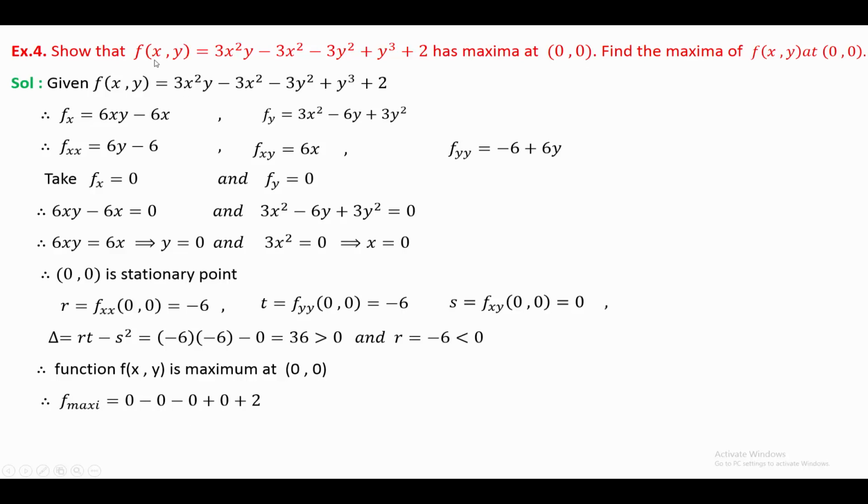And maximum value of function f, maximum means f of (0, 0) is 0 minus 0 minus 0 minus 0 plus 2. 0 minus 0 minus 0 plus 0 plus 2 and is equal to 2 is maximum value of function.